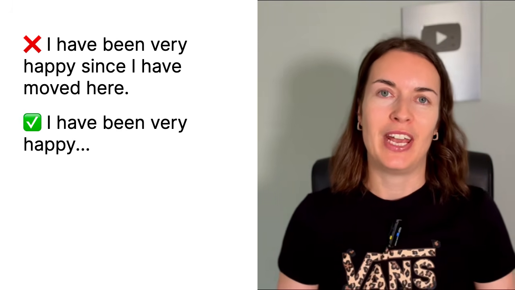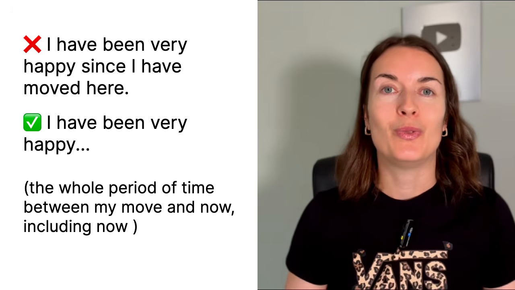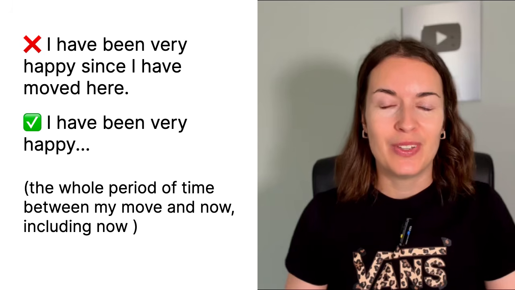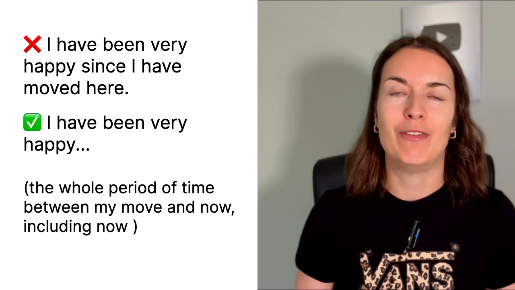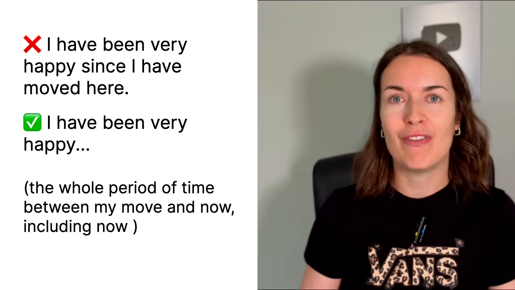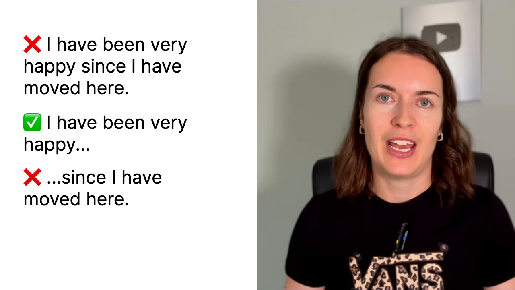Here's another mistake which is related to since. Look at this sentence. I have been very happy since I have moved here. So the first part of the sentence is correct. I have been very happy. So I'm talking about the whole period of time between my move until now and including now. So I have been very happy. It's the present perfect. But the second part of the sentence is incorrect. I can't say since I have moved here.